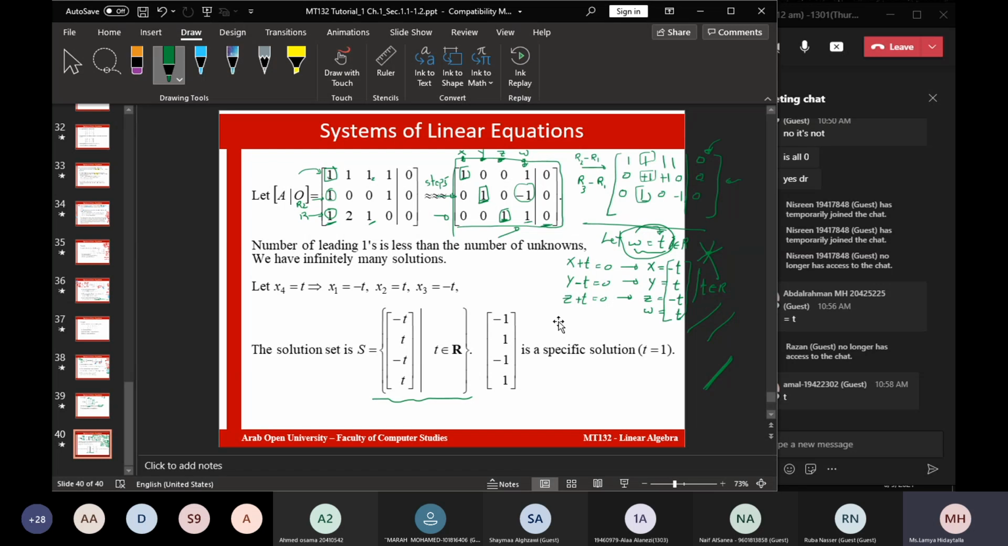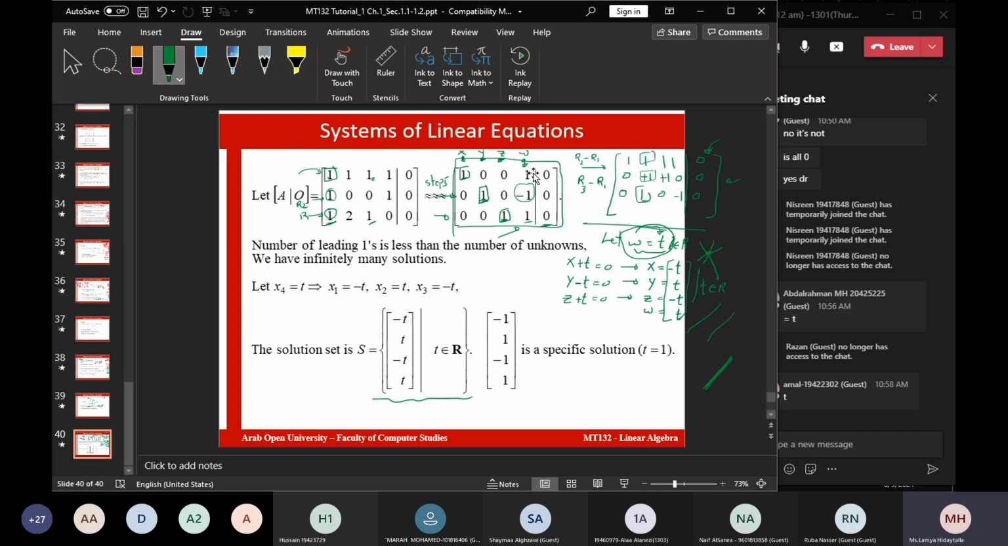Can you repeat the last point? Where do we get this one, to get this one? X, Z, T. Yeah, from where do I get it?